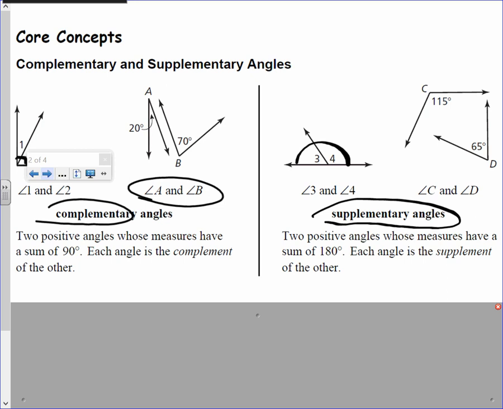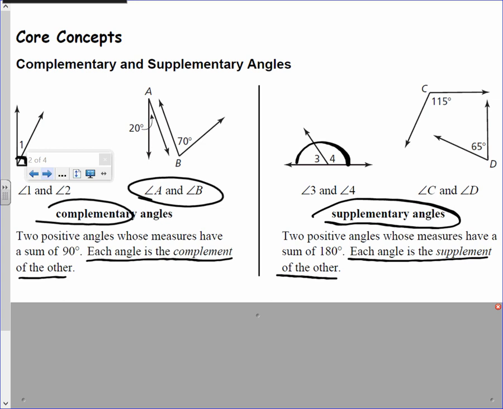A key point, what I want you to underline is put each angle is the supplement of the other for supplementary, and on the complementary put each angle is the complement of the other. So if two angles add to be 90, I can say one's the complement of the other. If two angles add to be 180, I can say one is a supplement of the other. Key vocabulary there. Underline that in your note guide.